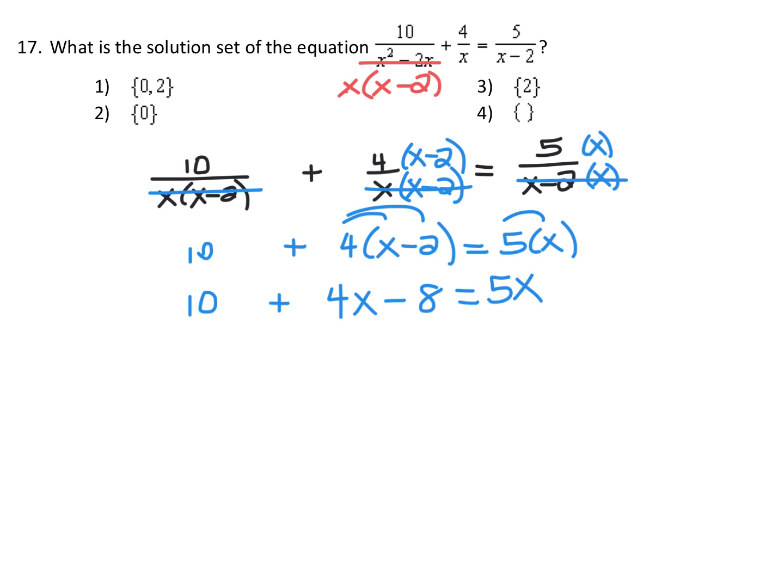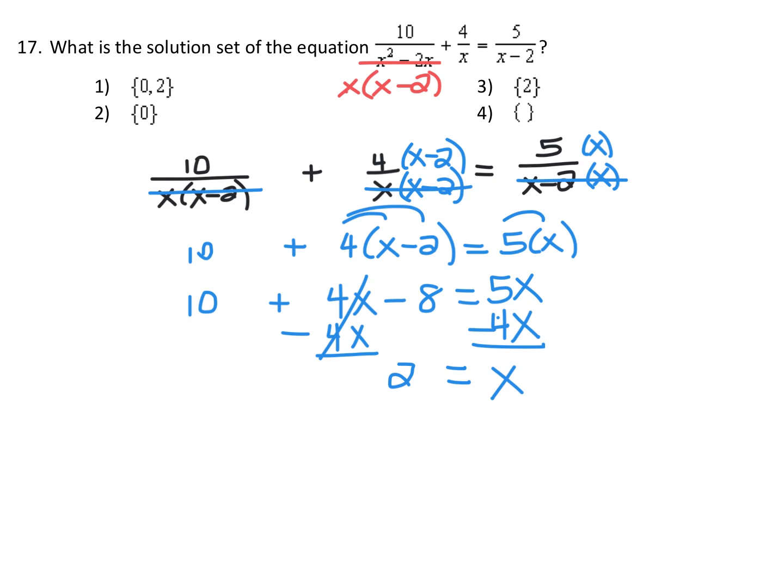Okay, so I'm going to move all my x's to one side of the equation. It's a first degree equation. So I'm just going to subtract 4x from both sides of the equation. So these cancel, and on the right side I'm left with 5x minus 4x, it's just 1x. When I combine my like terms over here, 10 minus 8 is 2. So I get x equals 2.